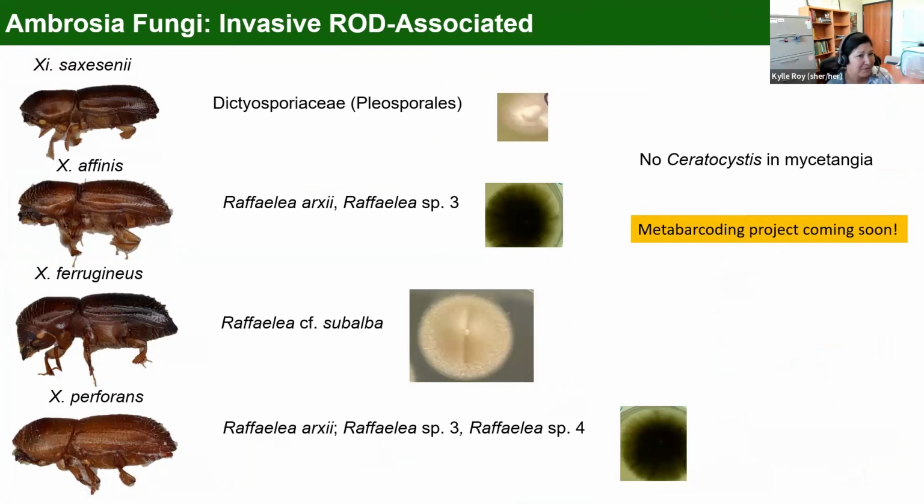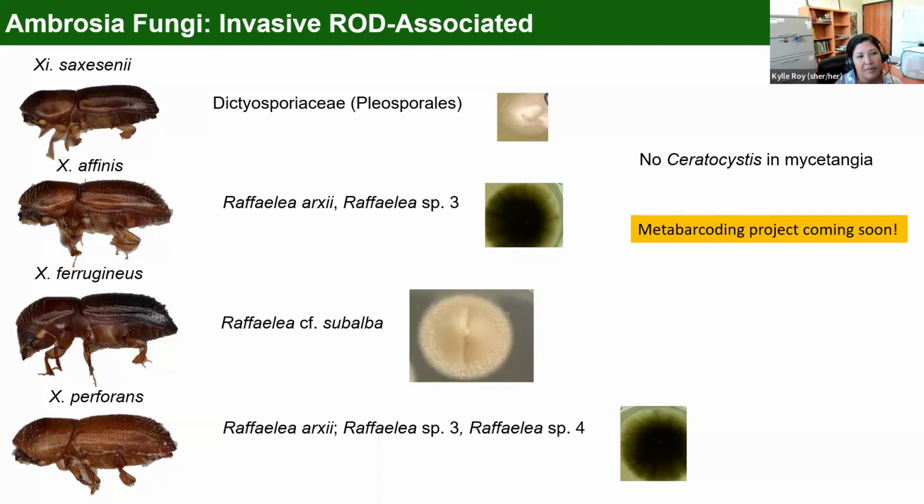And so these are the results of the invasive rod-associated beetles. So we found a bunch of new fungal species that need to be described, and we're working on describing them and giving them names. So one interesting thing was that we didn't find any Ceratocystis in their mycangia. So even though they can carry Ceratocystis on their bodies, they're not actually carrying them in their mycangia.